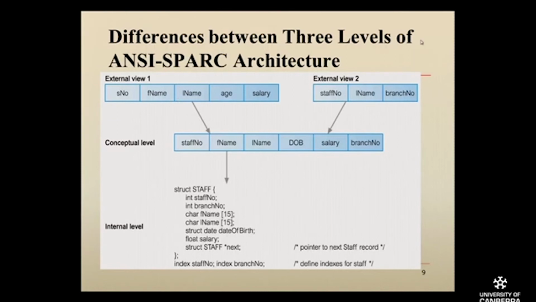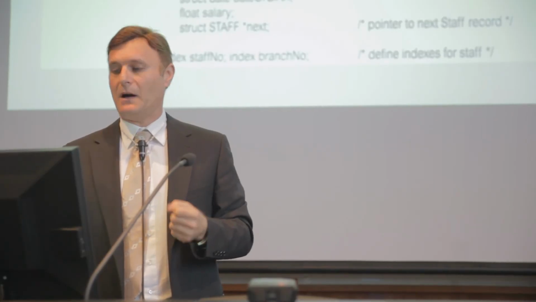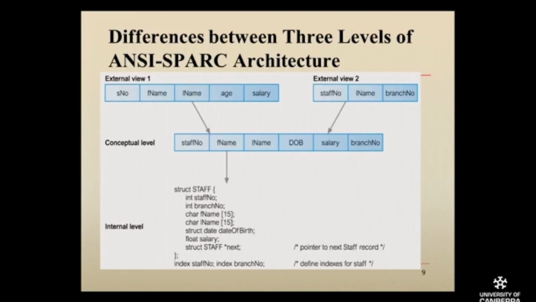So for example, the external view 1 for the user number 1, the user number 1 requires the staff number. This is a mistake in your book. You should say a staff number, not S number. First name, last name, age, and salary.